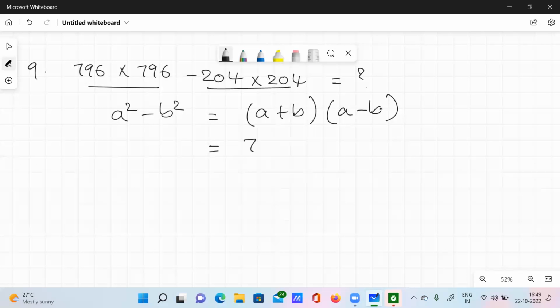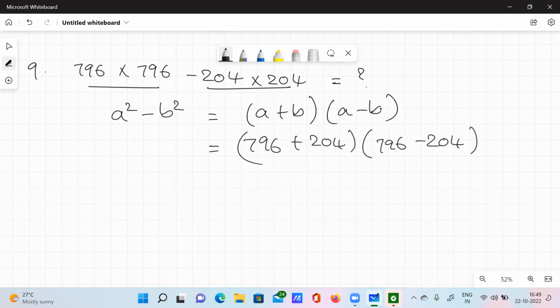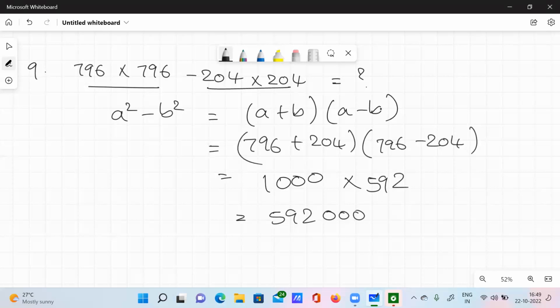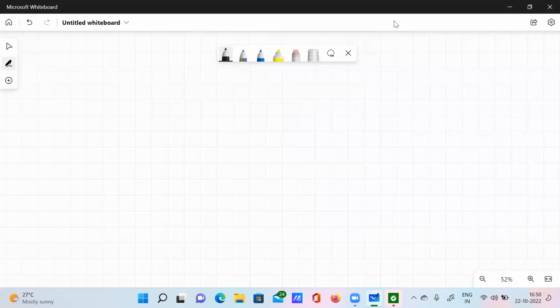So a plus b is nothing but 796 plus 204 into 796 minus 204. So how to deal with this? 6 plus 4 is 10, 9 plus 1 is 10, 7 plus 1 is 8, so 1000 into 6 minus 4 is 2, 9 minus 0 is 9, 7 minus 2 is 5. So 592000 is the answer for this. Okay, so just move on to the next question.